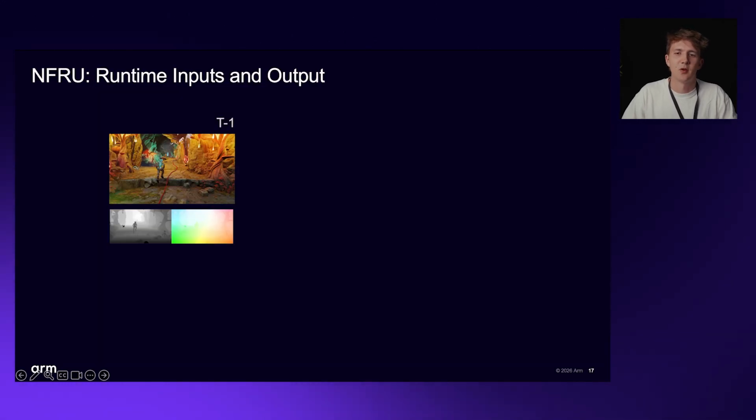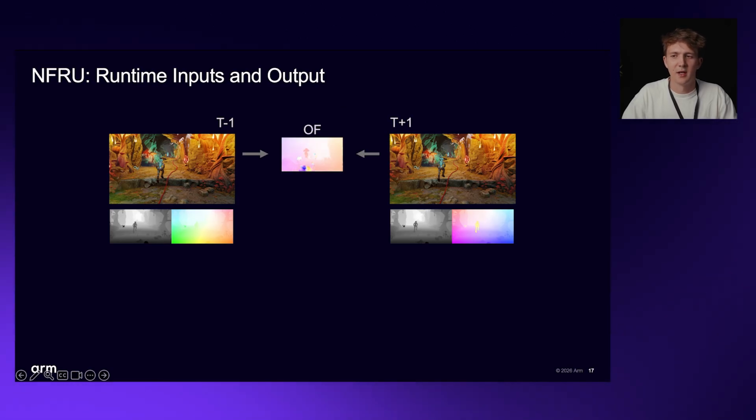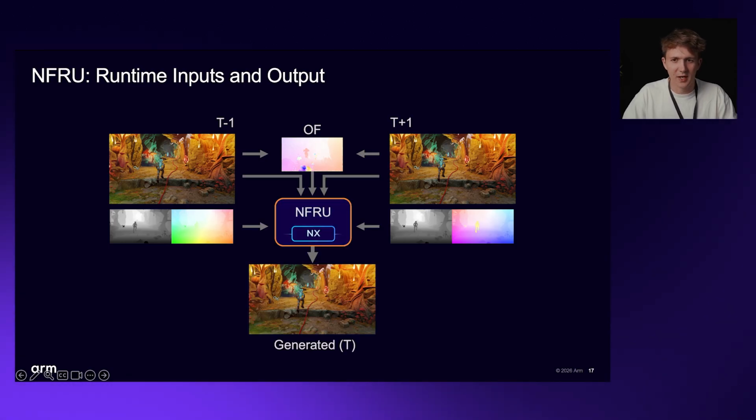To start with, let's talk about what goes into and comes out of NFRU and how that fits within the pipeline. A frame is rendered and produces the usual textures like color, depth, and motion vectors. Then the next frame is rendered, producing the equivalent textures. Now for every frame pair, we can calculate the optical flow texture and then run NFRU to generate a whole new frame in between. The network here can generalize the selection heuristics, ensuring the most informed decision is made when producing the interpolated frames. Under the hood, we are using our Neural Accelerator, which accelerates the inference and is key to doing this work efficiently.